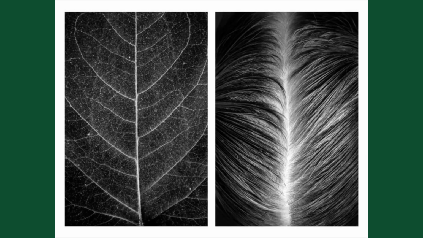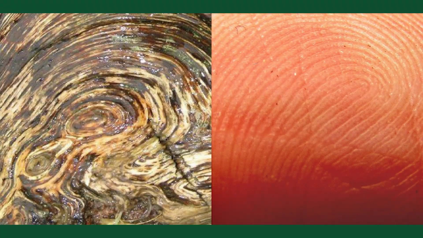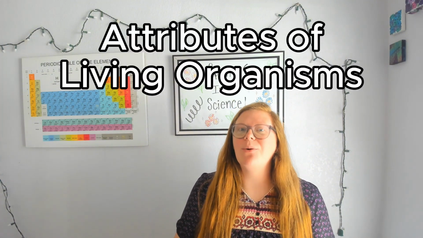Have you ever seen these pictures and wondered why other forms of life remind us so heavily of ourselves? That's because all life shares characteristics of growth, structure, reproduction, metabolism, movement, complexity, and adaptation. On this episode of Plant Biology, we're going in depth about these attributes of living organisms.